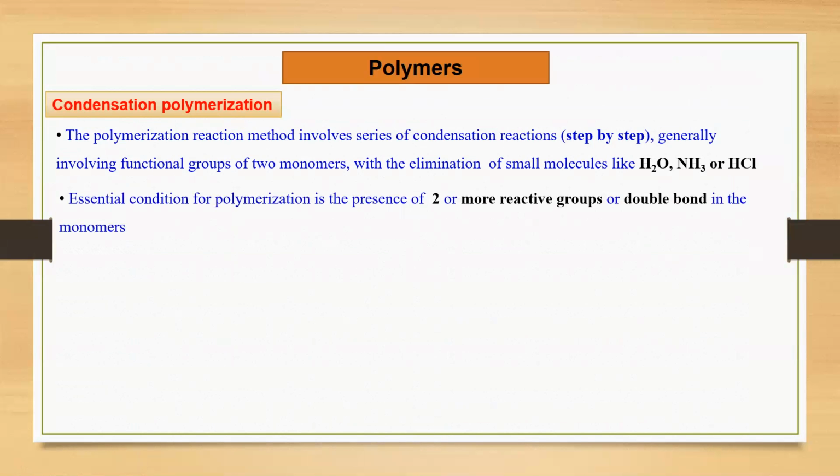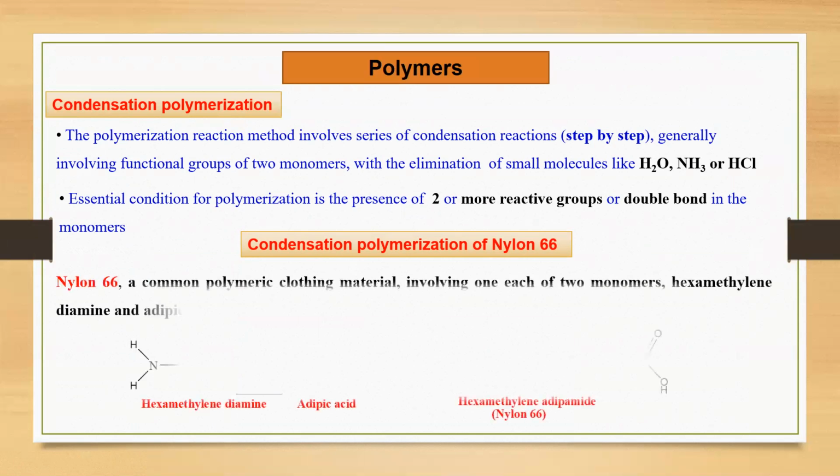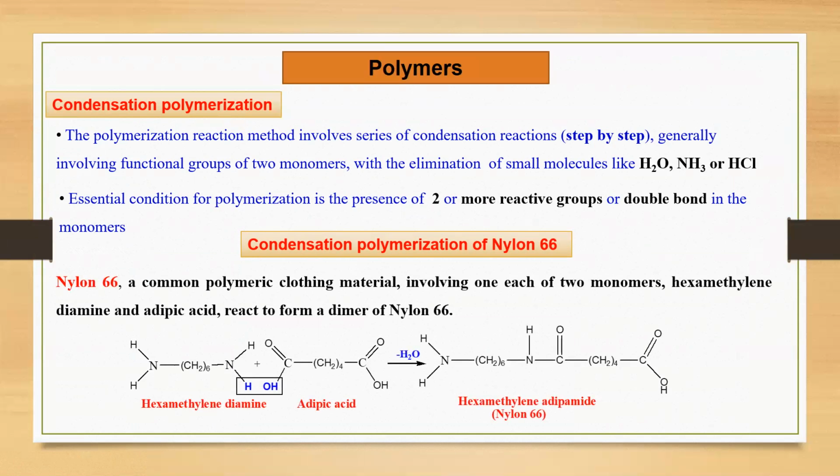The essential condition for this polymerization is the presence of two or more reactive groups or a double bond in the monomers so that the interaction can be made feasible. For an example, I'm taking up the condensation polymerization of nylon 6,6. Nylon 6,6, we are all familiar, is a common polymeric clothing material and it involves two monomers.